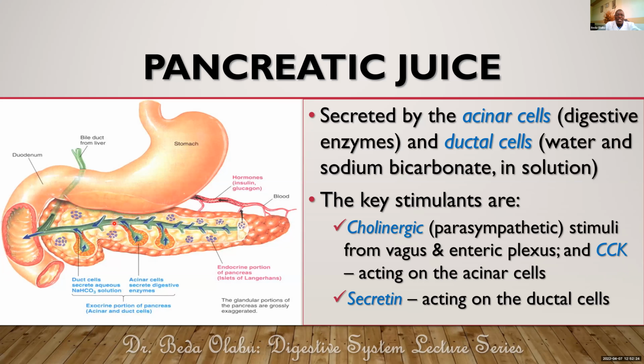The key stimulants for production of pancreatic juice are three. Cholinergic stimulation, which is either from the vagus nerve or enteric nervous system, acts largely on the acinar cells for secretion of digestive enzymes. Cholecystokinin also stimulates the acinar cells to produce digestive enzymes. But secretin acts on the ductal cells, and it helps to promote the secretion of the bicarbonate solution, so water and bicarbonate.